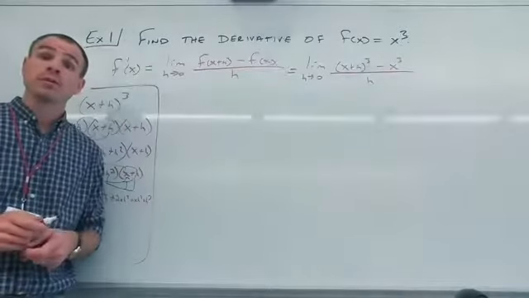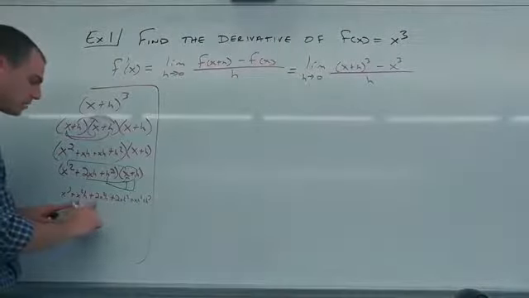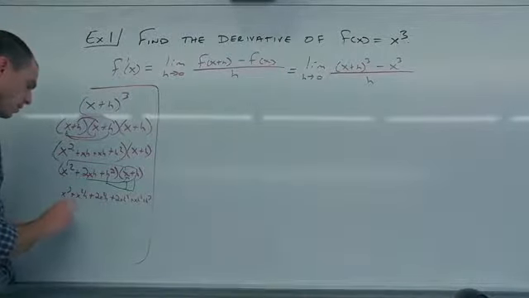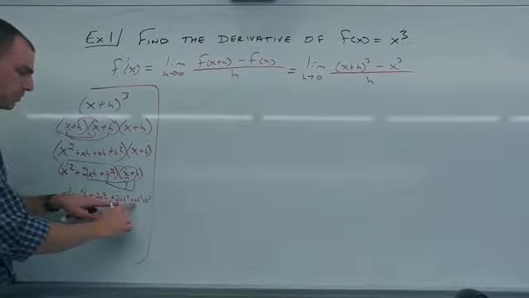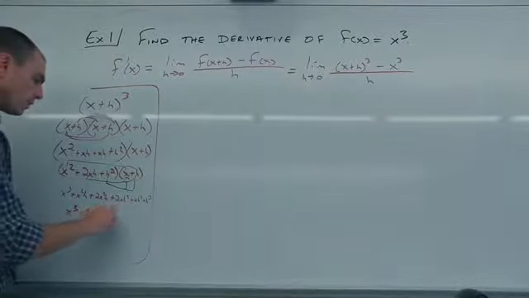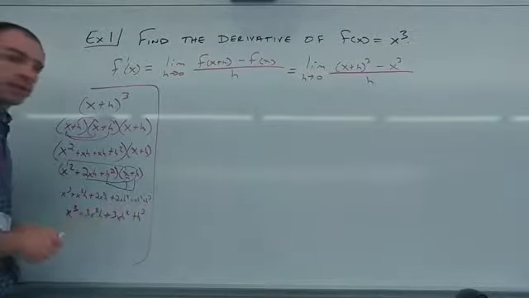Some of these terms are alike, so let's combine them. We can combine x squared h and 2x squared h. So we now have 3x squared h. Same thing, xh squared, 2 of them and 1 more, means we have 3xh squared. And finally, that h cubed is still hanging on at the end.